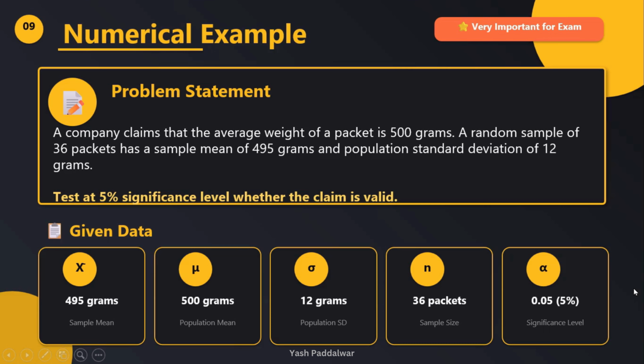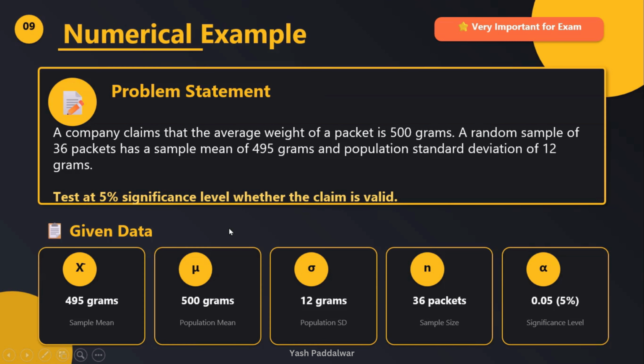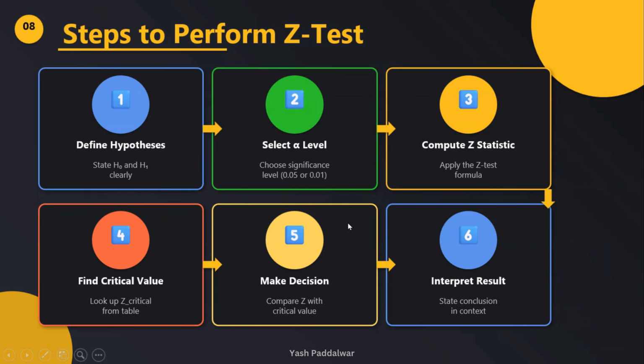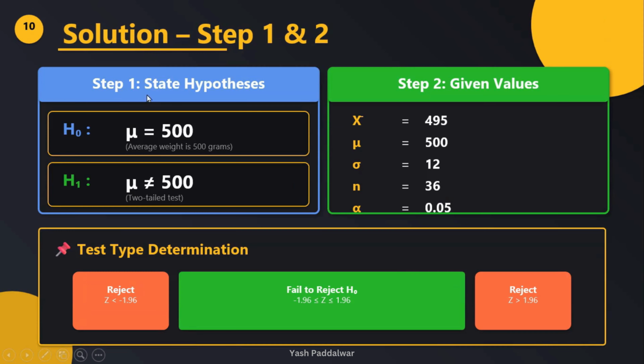Now let's solve the numerical by putting all these values in the formula. Let's follow step by step all these 6 steps and then compute our results. So first step is just to state the hypothesis. From the example, we can say our null hypothesis is mu equals 500. That means the average weight of all the packets is 500 grams. And the alternative hypothesis is that the average weight of all the packets is not equal to 500 grams, which is a two-tailed z test. It could be lesser or it could be greater also.